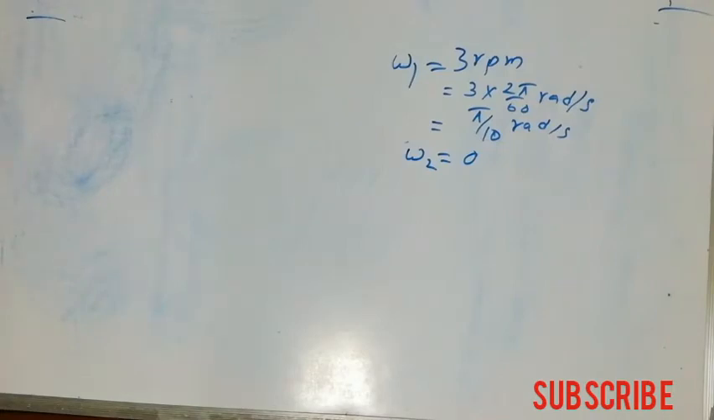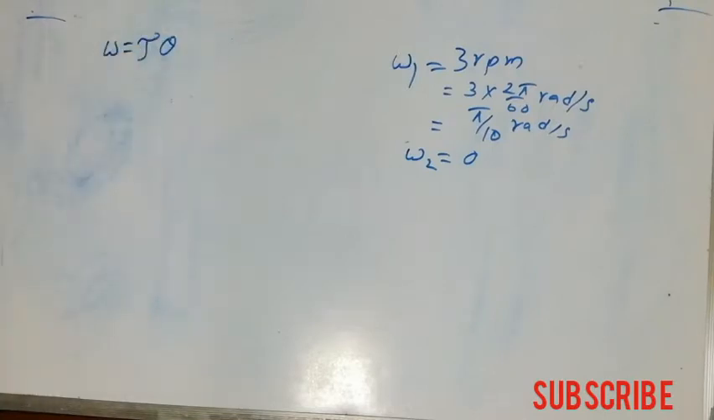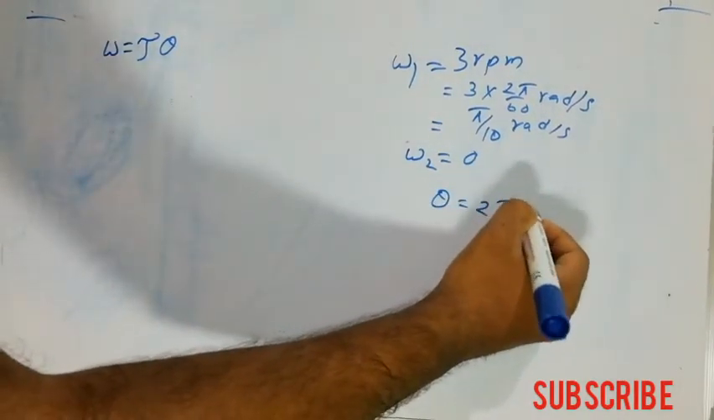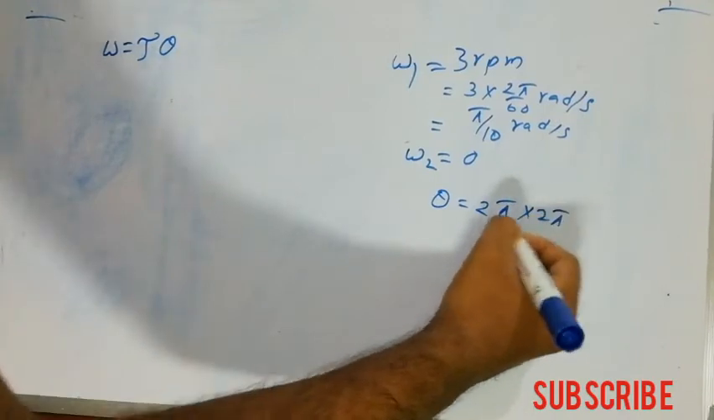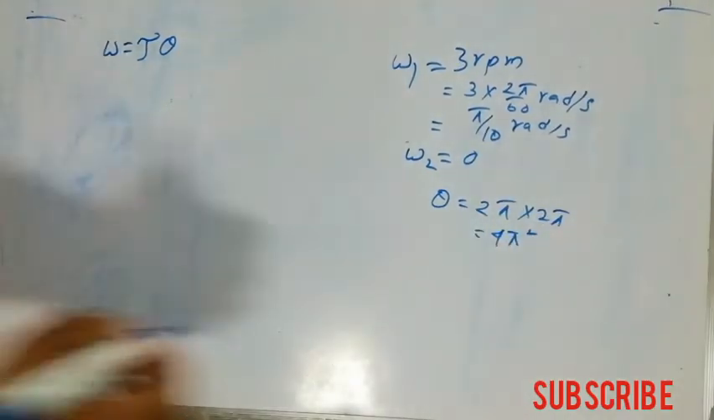Again we know that the work done W is equal to tau into theta. You are given that it will stop after 2 pi revolutions. So theta is equal to 2 pi revolutions, 2 pi into 2 pi, that is equal to 4 pi square, 4 pi square radian.